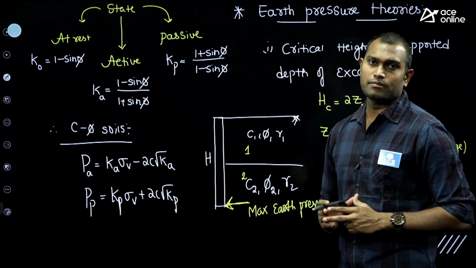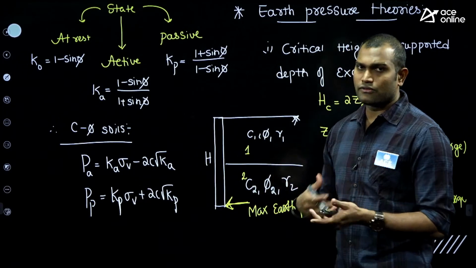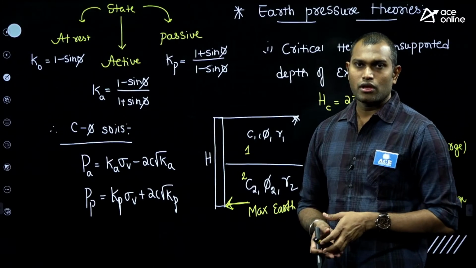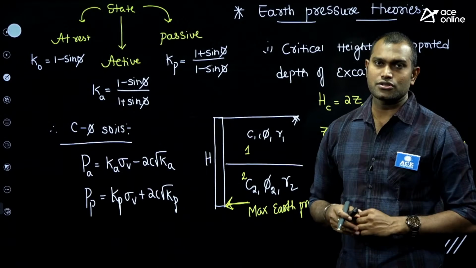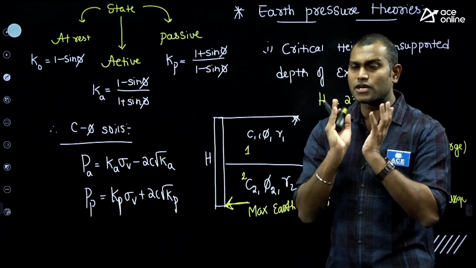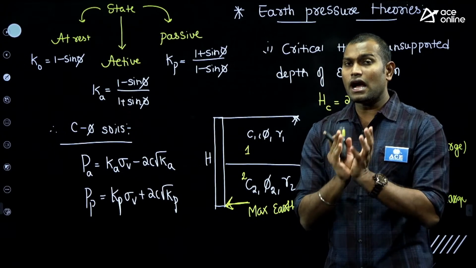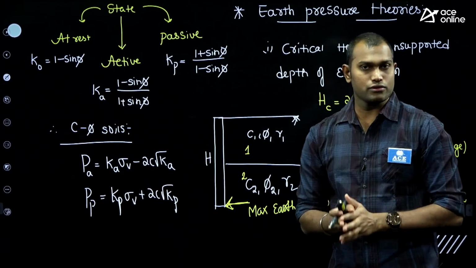Once you draw the pressure diagram, then due to cohesion, there is a crack known as a tension crack. If the crack is formed, you have to remove the tension zone. Whatever the remaining pressure diagram, the area of the pressure diagram is nothing but the force.